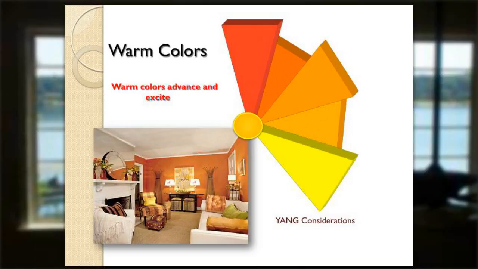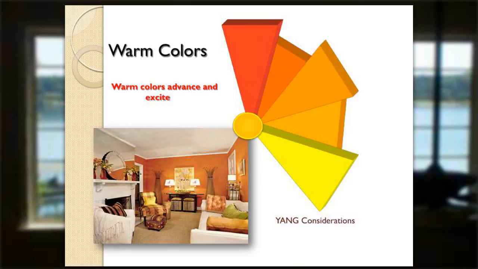So the yang colors are more yellows and oranges and reds. And in a lot of cases, these are going to be more accent colors. I certainly do not ever want to paint walls the color red or even orange too much. Often if I'm going to use that as a wall color, I'll paint it on one wall at the most. But again, these colors actually advance and excite, and they're great for social rooms like dens, dining rooms, and living rooms.